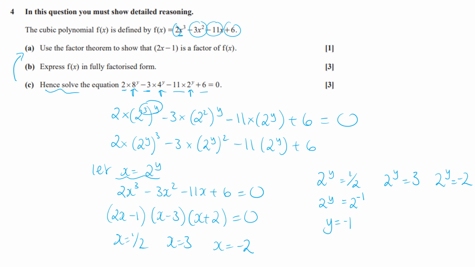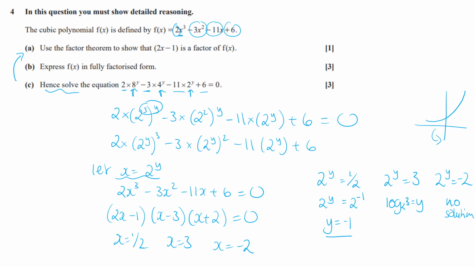Now, we can't think of anything 2 to the y which will give us 3. But if we take logs, log to base 2 of 3 is equal to y would be our solution for that one. Now, 2 to the y equals minus 2. If you think of the 2 to the something graph, that is not going to go below zero, so that's a no solution.